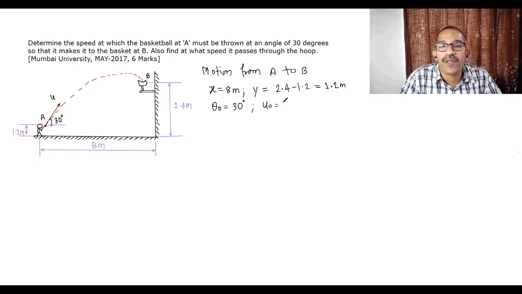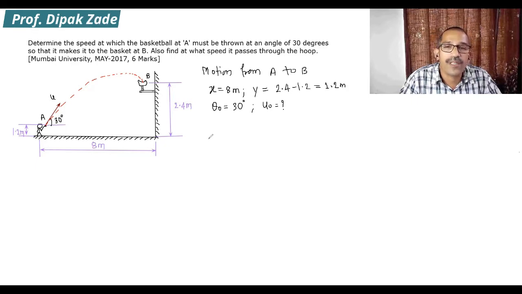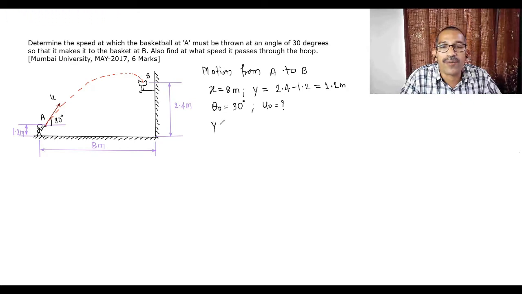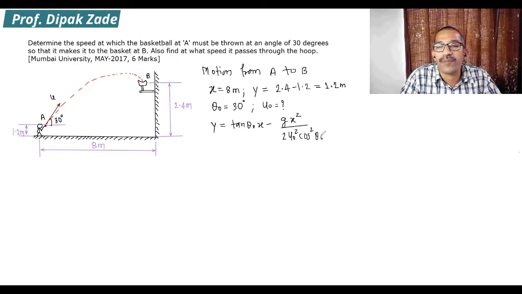u0. Now, when the data given in any problem is in terms of x, y, u0 and theta 0, we'll use the equation of path for the solution of the problem. In this case, x is known, y is known, theta 0 is known, u0 is unknown. That means using the equation of path, which is y equal to tan theta 0 times x minus g x square upon 2 u0 square cos square theta 0. The y value is 1.2 meter.